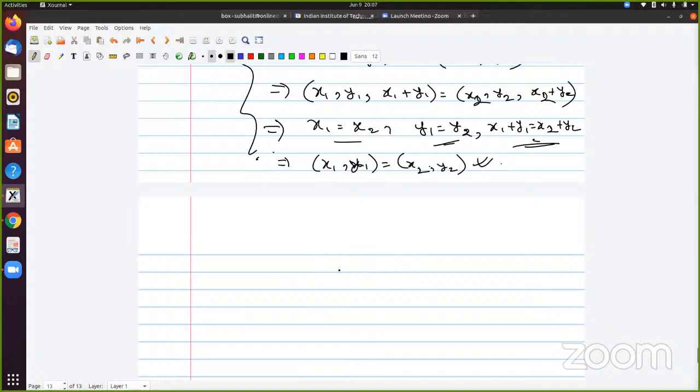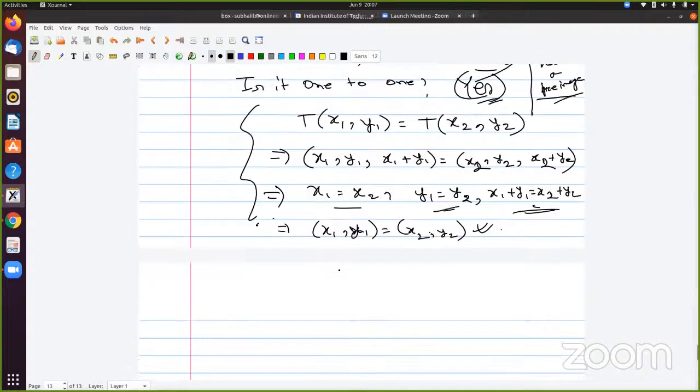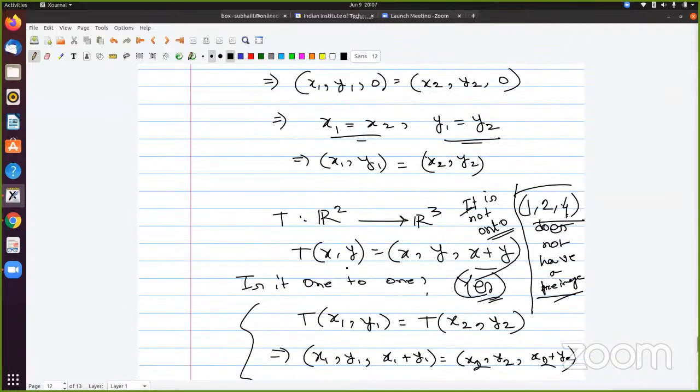Because tomorrow I will define what is kernel, what is image, dimension of image and dimension of kernel. Then we can do it a little bit more easily. That's why I am not mentioning it now. So for now, just remember this definition. Then tomorrow we will start from here and go on.